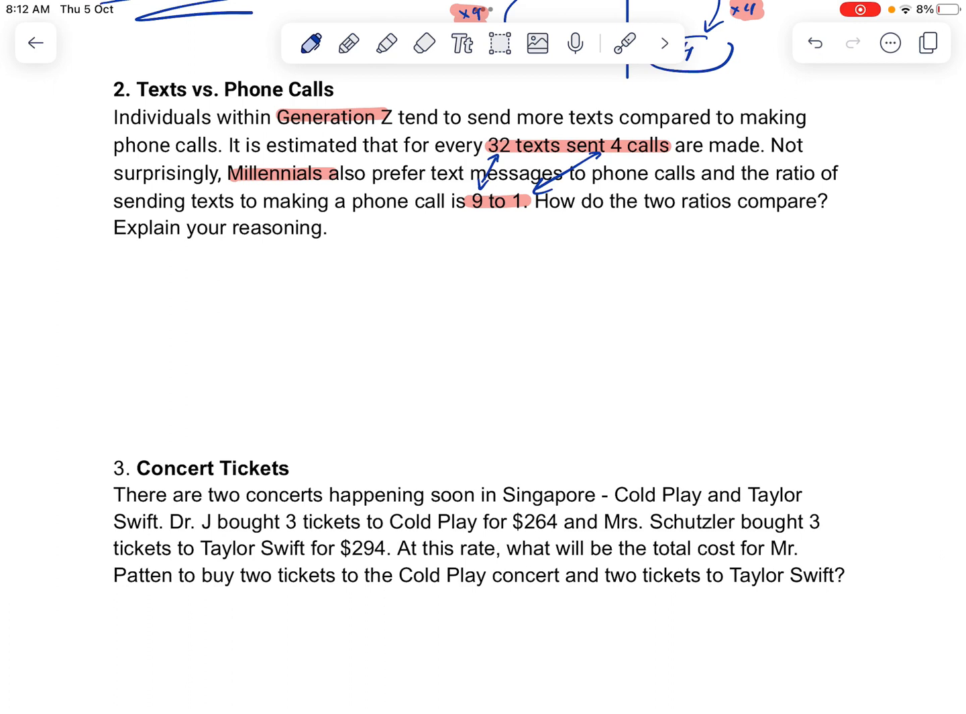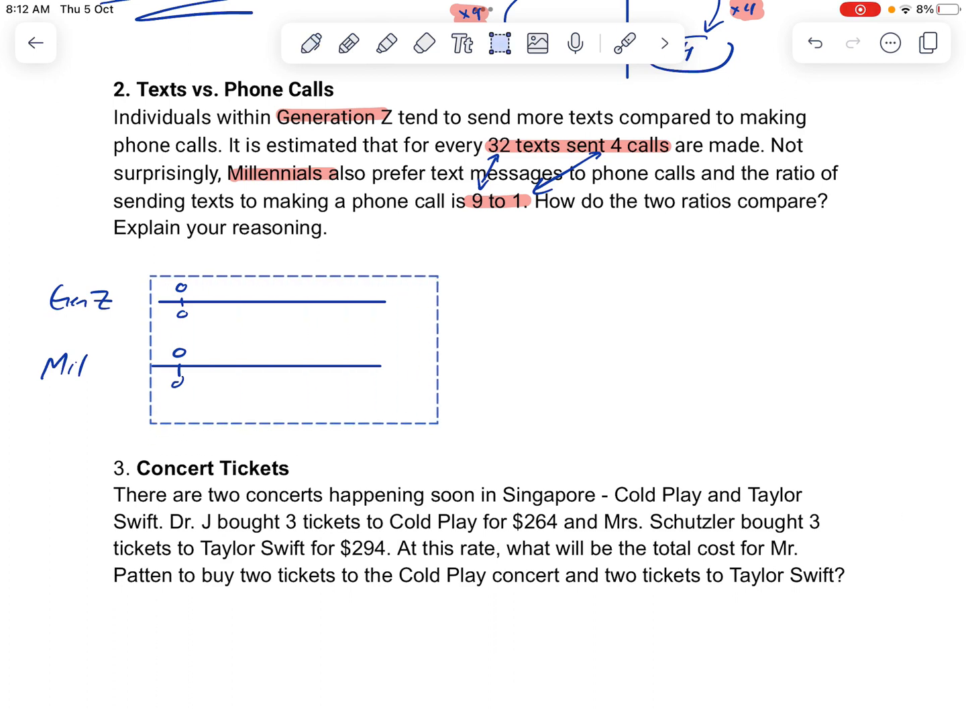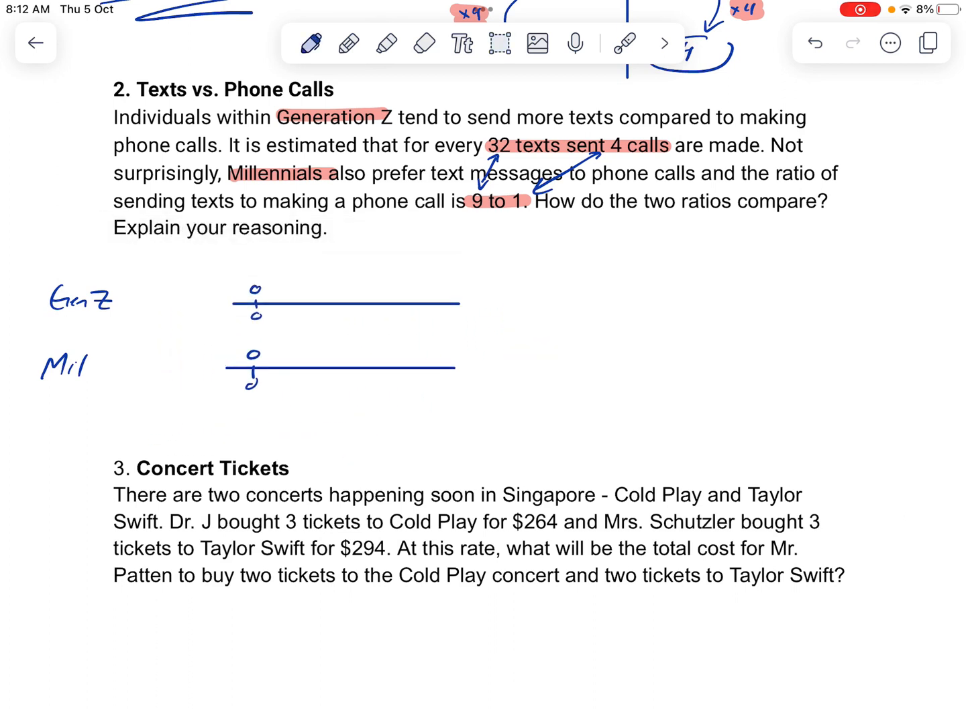So I'm going to have a number line for my Gen Z. I'll label it, really important to label, Gen Z. And then I'm going to do the same thing for the millennials, abbreviated MIL. Here I'm going to go 0, 0. The top is going to be my texts, and the bottom is going to be the phone calls. So all the labeling starting at 0, 0, that's good communication.